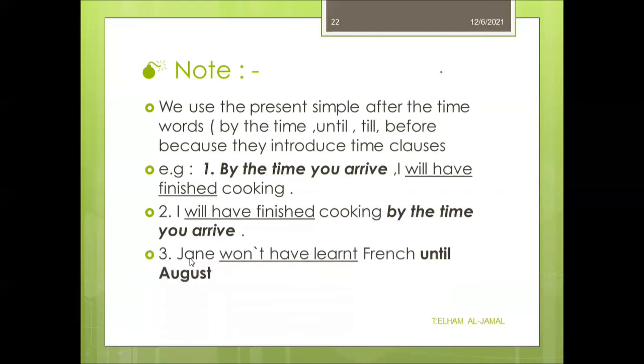Number 3: Jane won't have learned French until August. Here I use until, and I use it mostly with negative sentences in the future perfect. The meaning is that she won't have finished learning French before August comes, and when August comes she still hasn't completed learning French.